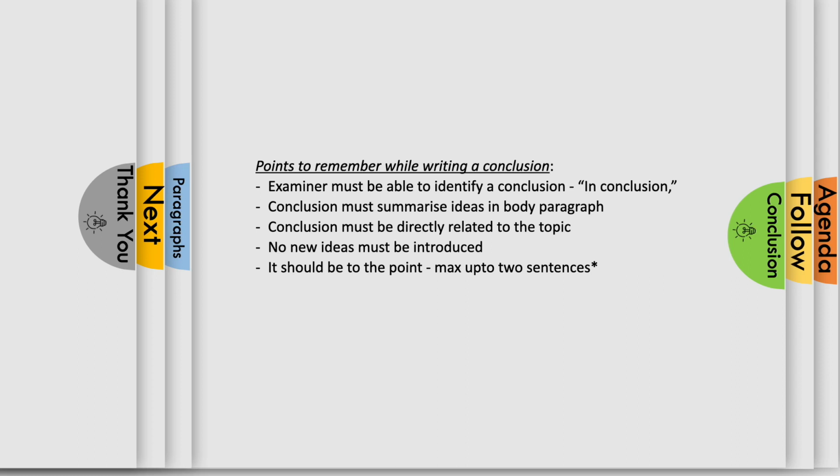So guys, these are the points that you need to keep in mind while writing an essay conclusion. So the first point is, examiner must be able to identify a conclusion. So how can you do that? It is imperative that you use some kind of vocabulary to indicate to the examiner that this would be the start of a conclusion. For example, I am going to use "in conclusion" to indicate that this is going to be my conclusion. Now the second point is, conclusion must summarize ideas in body paragraphs.